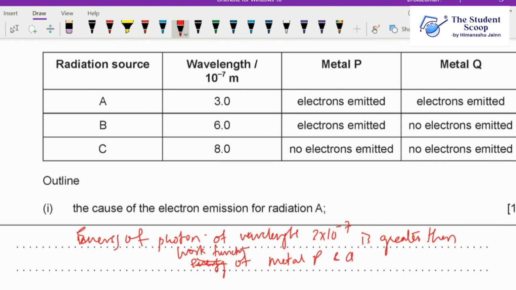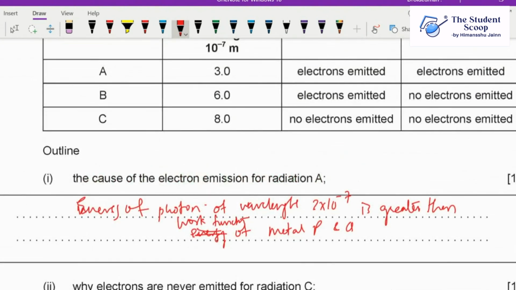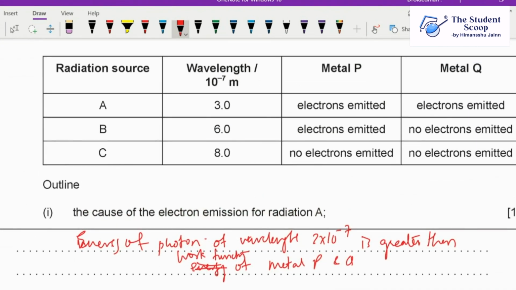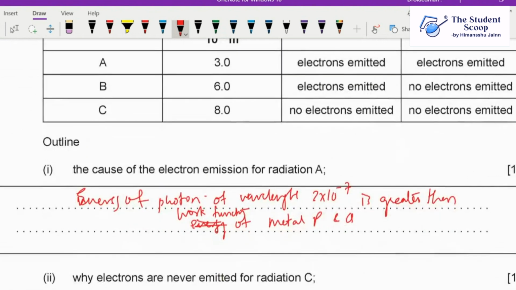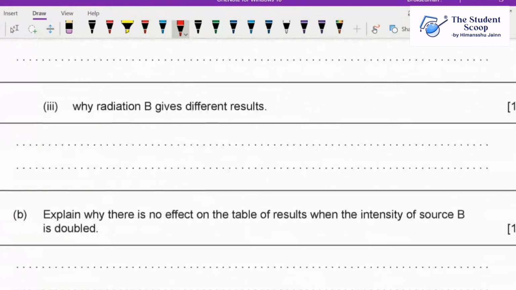or we can say the work function of metals P and Q. Okay. So why are electrons never emitted from the C? Because obviously the wavelength given is higher than the critical wavelength. The critical wavelength is the wavelength above which the energy is such that the work function is not satisfied, so no electrons are ejected. So these are the conditions that you can answer.